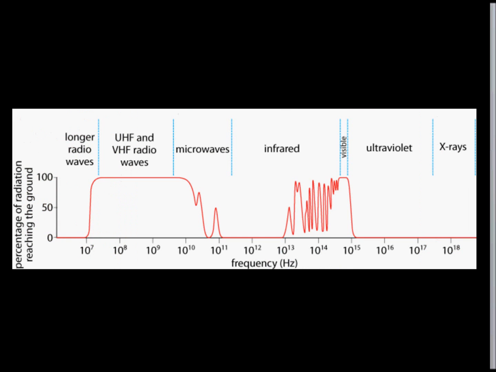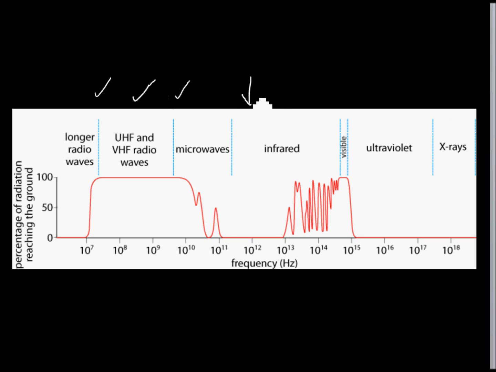Here is some more information about some of the problems caused by our atmosphere. Up here on the side it says percentage of radiation reaching the ground. So here we're looking at frequencies all along the electromagnetic spectrum, and here we've got radio waves. They're mostly getting through: UHF, ultra high frequency, and VHF, very high frequency radio waves. So these are basically shorter radio waves. They're getting through. The smaller frequency microwaves are getting through, but then look, we've started getting areas where there's not much light getting through.